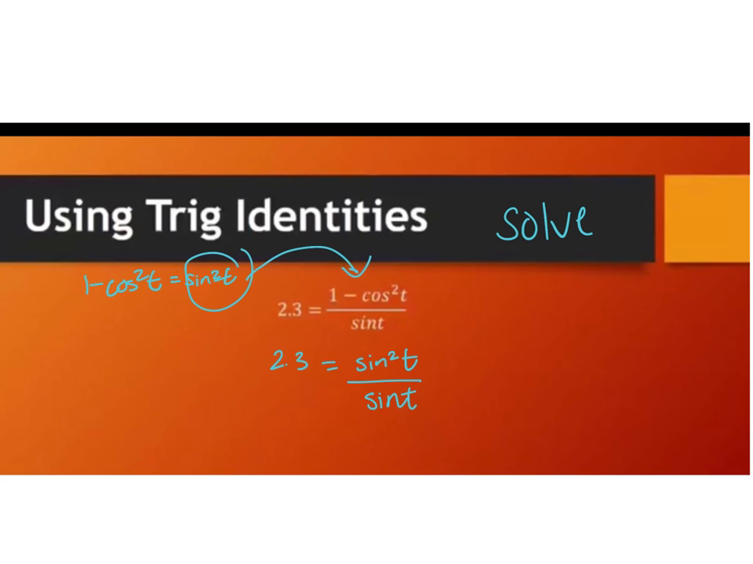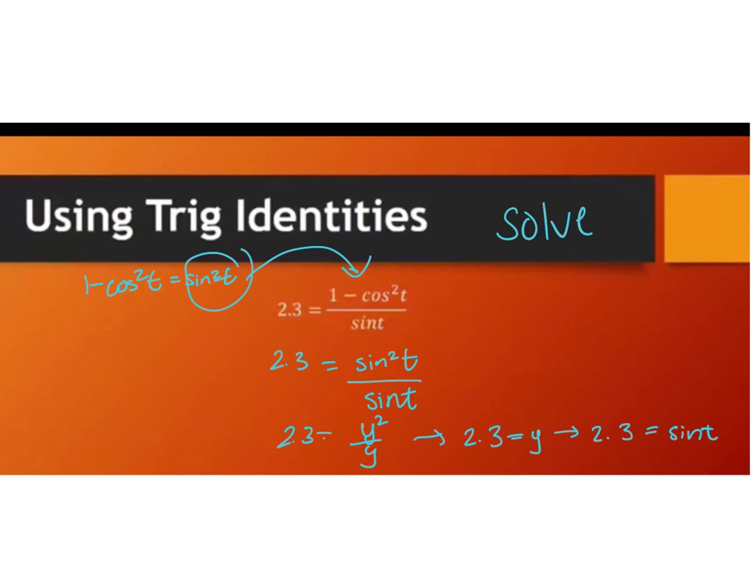sine of t. And again, if this is confusing you, you can change these to y's like we did before. So this would be the same thing as saying y squared over y. You want to think about, well, how can I simplify this down? We have a y in the numerator and denominator, so one pair of y's would cancel out, leaving us with 2.3 is equal to y, which we know y was representing our sine function.